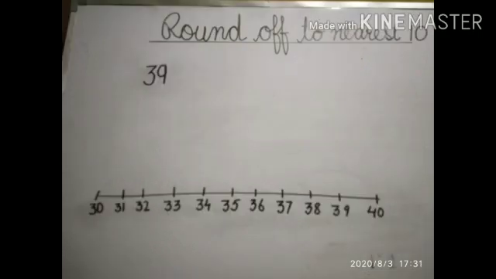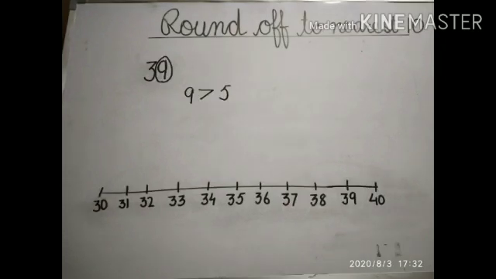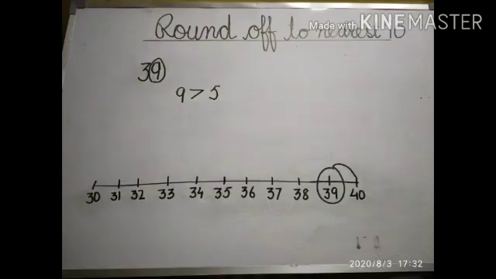In this example, we have to round off 39 to the nearest 10. Here we can see that 9 is at ones place. So we will compare 9 with 5. We come to know that 9 is greater than 5. So it will be rounded up. Now students, we will understand it with the help of a number line. Now on this number line, 39 lies close to 40, so it will be rounded up to 40.